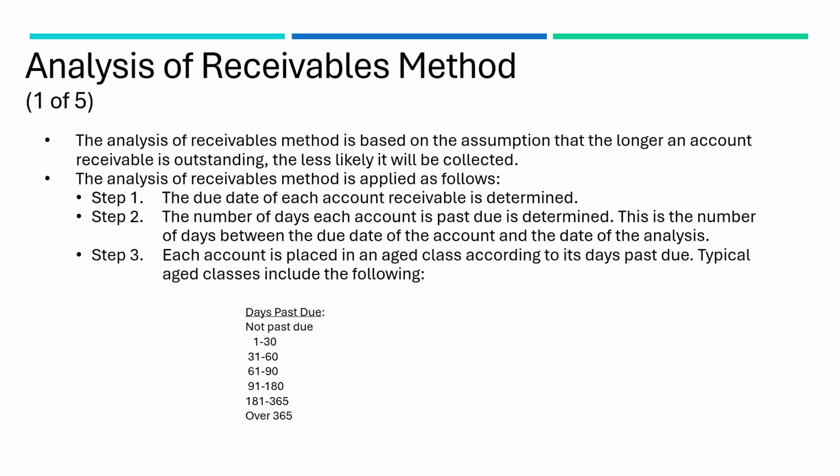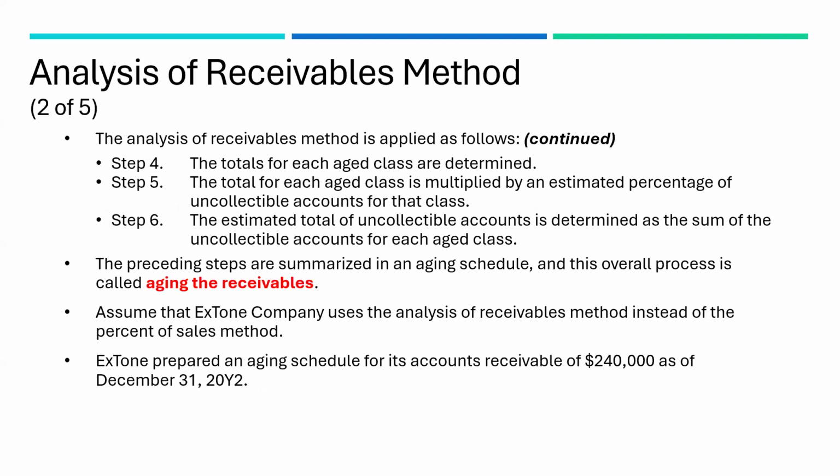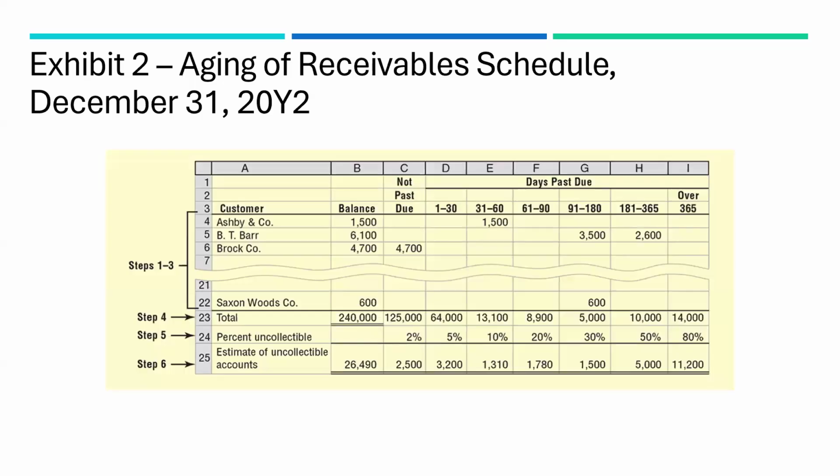And each of these due dates will then be assigned a percentage of what's actually going to be collected based on how many days past due it is as part of our analysis. And that's what's called aging the receivables. So we're going to take a look at this aging schedule of the receivables here. We have each customer and the balance from each customer.